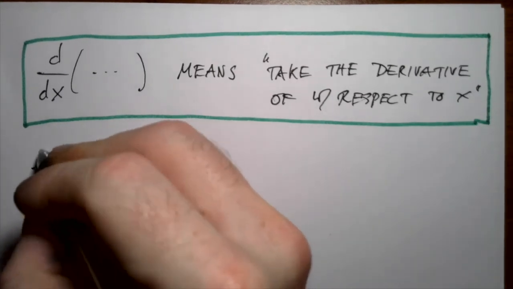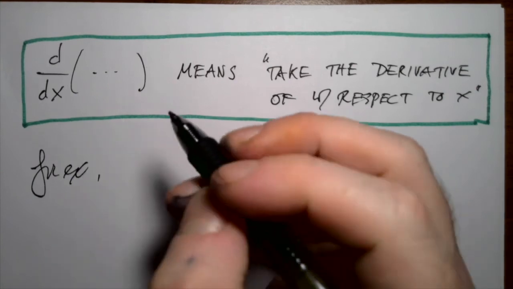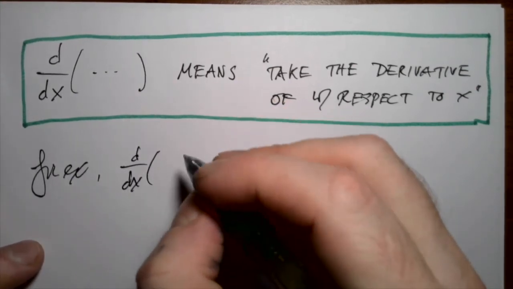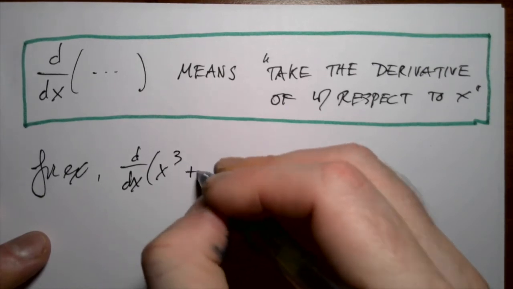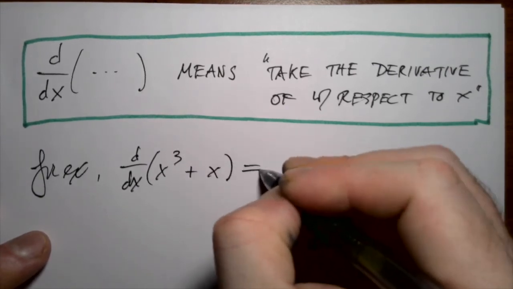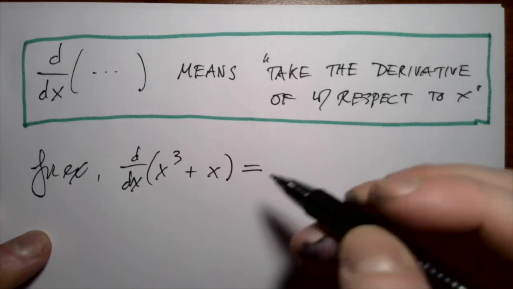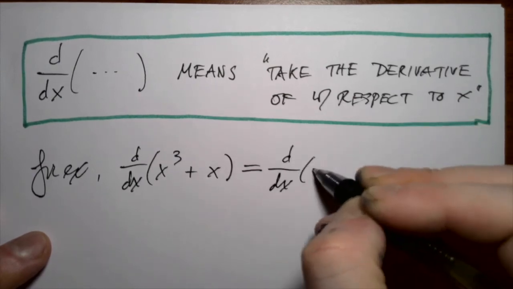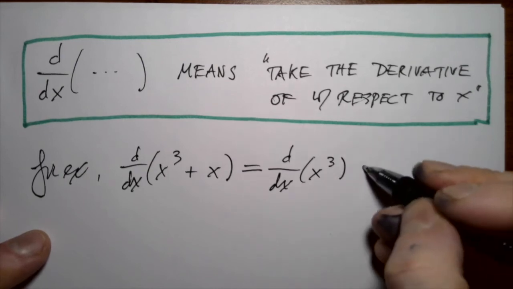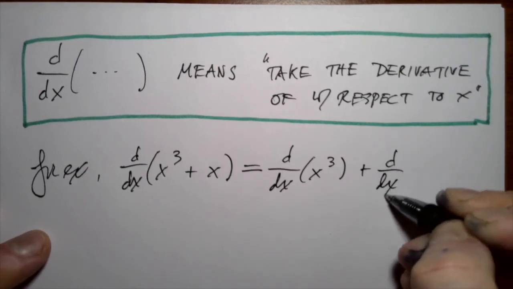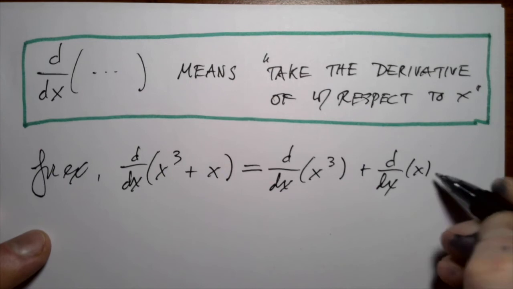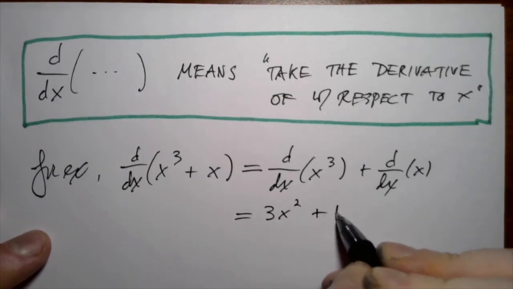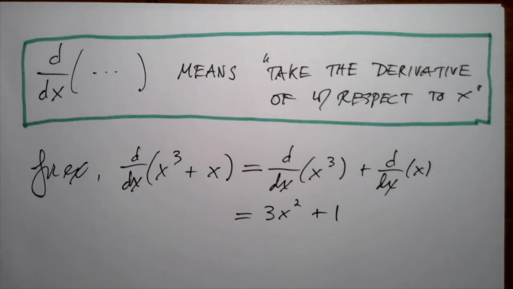So, for example, if we did d over dx of x cubed plus x, that would just mean take the derivative of the whole thing, and we can split that apart as the derivative of the first piece plus the derivative of the second piece. So there's that 3x squared plus 1 again.